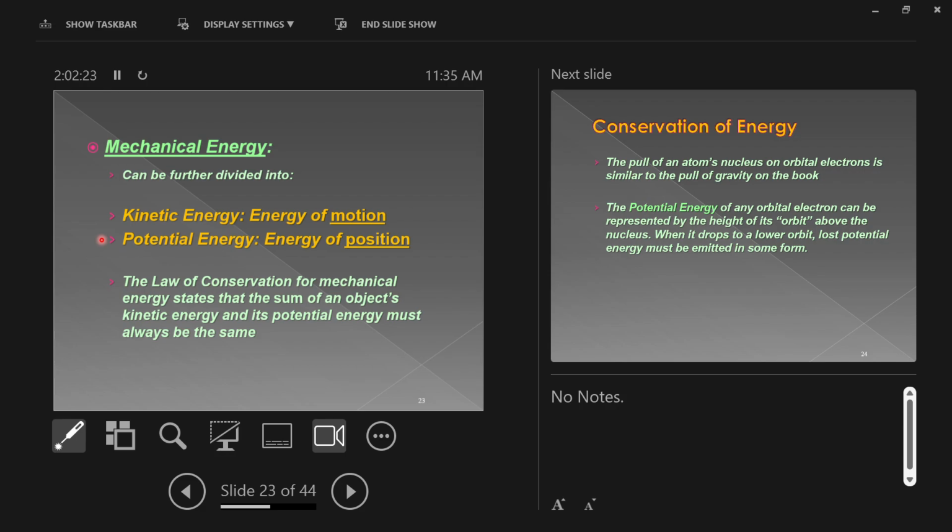Okay. Potential energy is a form of mechanical energy. It's the energy of position, okay? So I usually like to pick things up and drop them when I talk about potential energy. So take this folder. I usually have a book up here, but this is going to be a little nicer than the book. Take the folder, right?